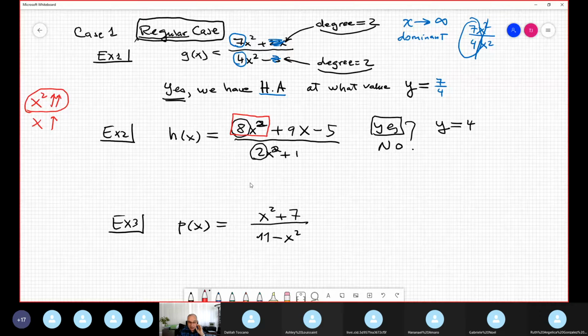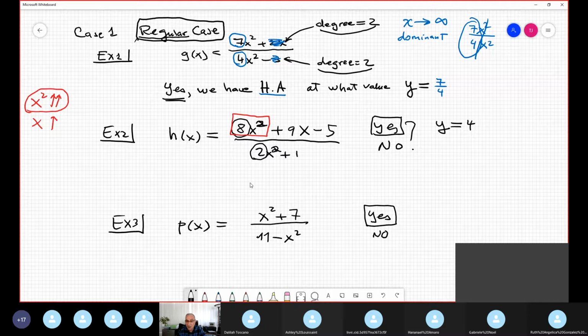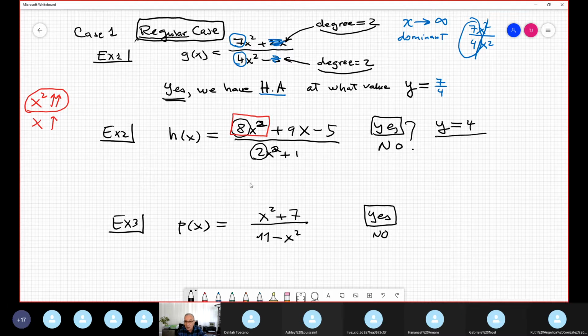Okay, now this is easy. What do you think about example 3? Yes or no? We have a horizontal asymptote, yes or no? Yes, again it is yes. Because the degree of the polynomial in the top is 2, the degree of the polynomial in the bottom is 2. The only thing is I complicated it because I put it in a different organization, a different order, but it's the same. So it is 4. Okay, Angel, we are doing now example number 3.